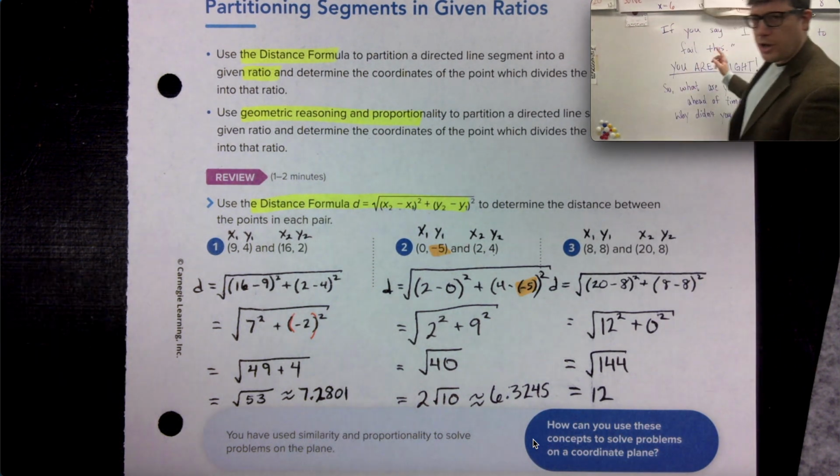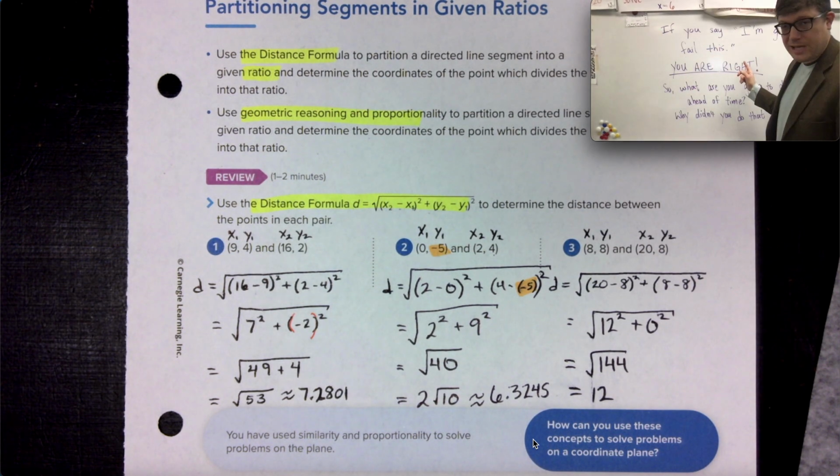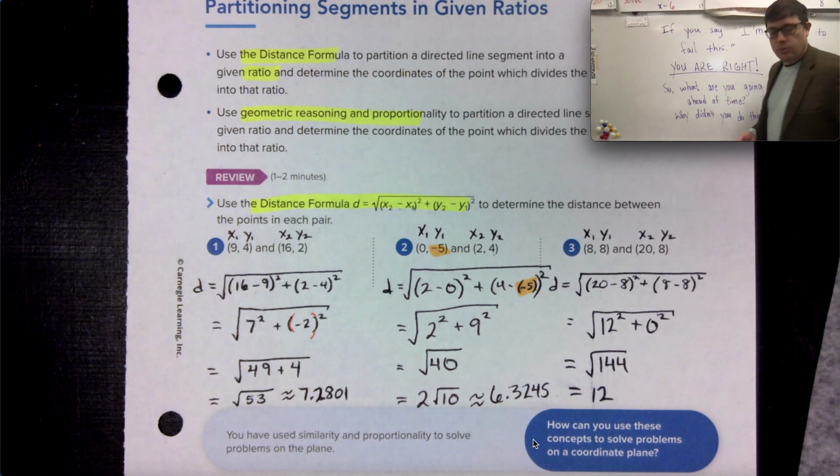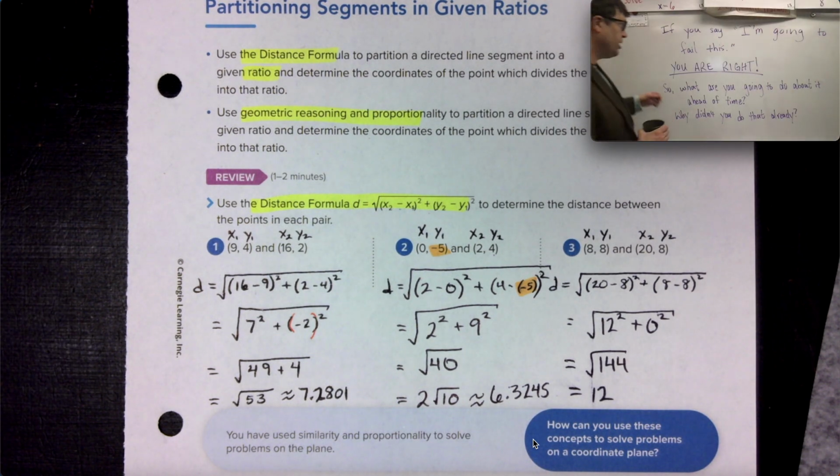I'll leave you with this quote I thought of today. We've got a quiz for my regular session on this day of the calendar when I'm giving this. I have a quiz today, and it bothers me so many times when students say, I'm going to fail this. If you say that, you're right. It's called a self-fulfilling prophecy. What are you going to do about it ahead of time? Why didn't you do that already?